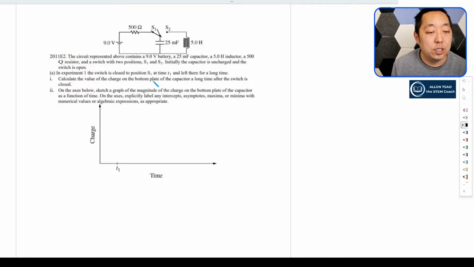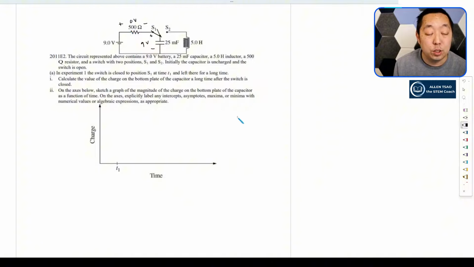Calculate the value of the charge on the bottom plate of the capacitor a long time after the switch is closed. So a long time, there's no current going through the capacitor, right? So the I is 0. So that means the voltage drop here is 0, and the voltage drop here is going to be 9 volts by our loop rule, right? You wait a long time for an RC circuit. You got to review your RC circuits. The current goes to 0. The current is 0, there's no voltage here, and then by KVL, the entire drop here has to match this 9 volts by that loop rule.